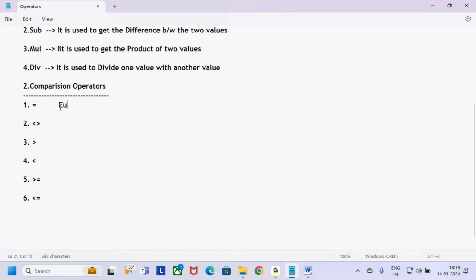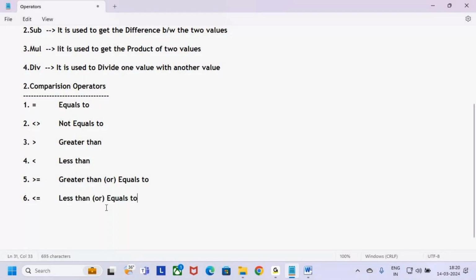The first one is equals to, and next one is not equals to, and next one is greater than, and next one is less than, and next one is greater than or equals to, and next one is less than or equals to. These are the different types of comparison operators we will have.